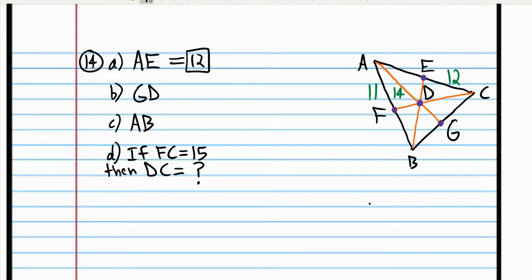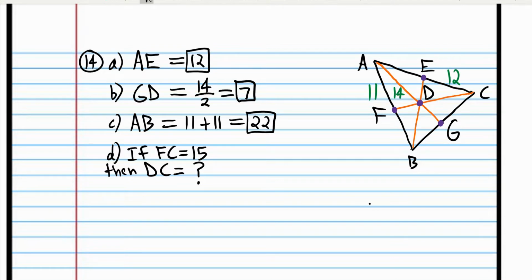GD, we know that this length here is 14. So according to the centroid theorem, this length must be half of 14. So it equals 14 divided by 2, which is 7. Now AB is this length. And we know that because these are medians, this length must be equal to this length. So we just add 11 to itself, and we get 22.